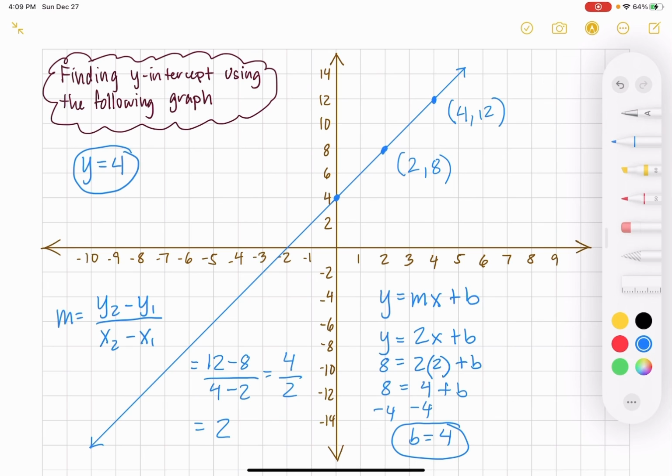As you can see, it matches what we got when we used the first way of finding the y-intercept, which is the graph.